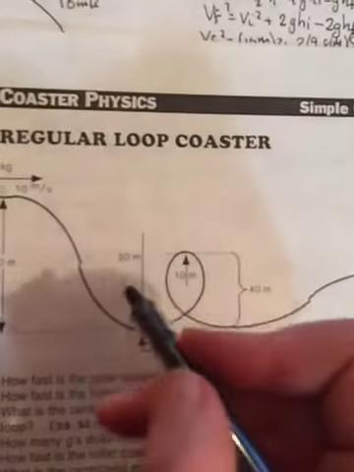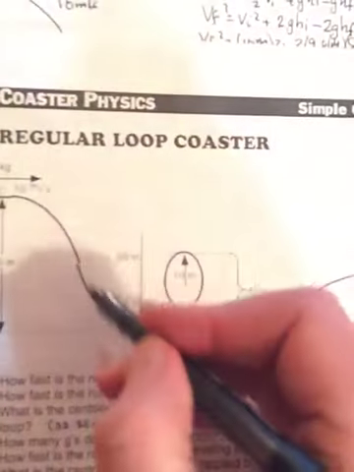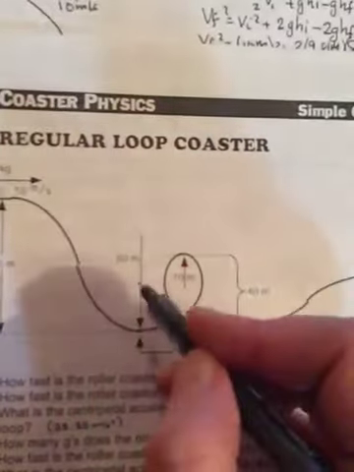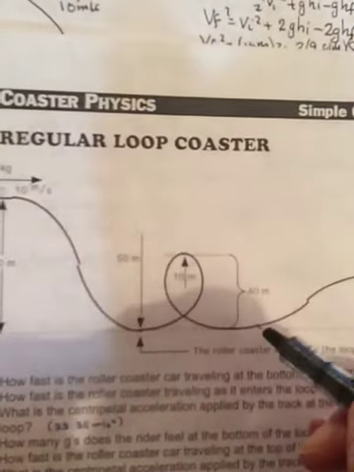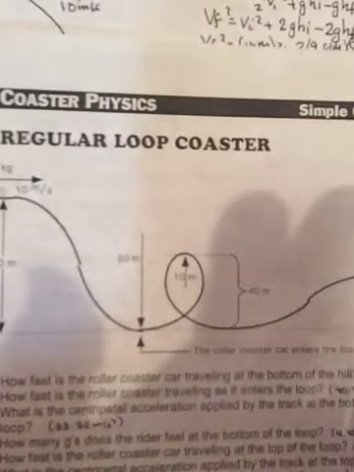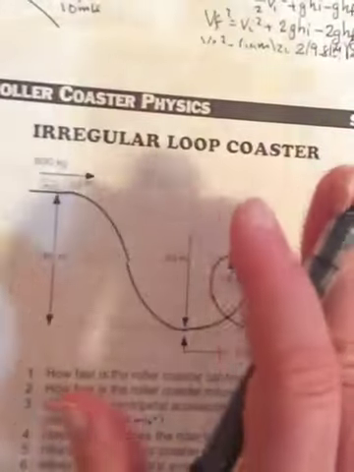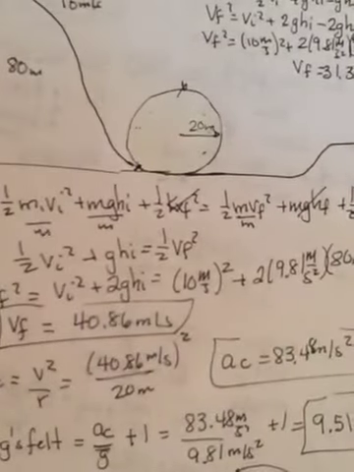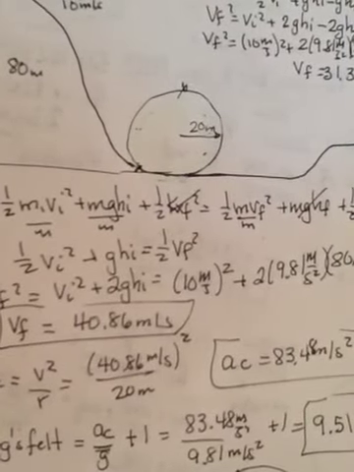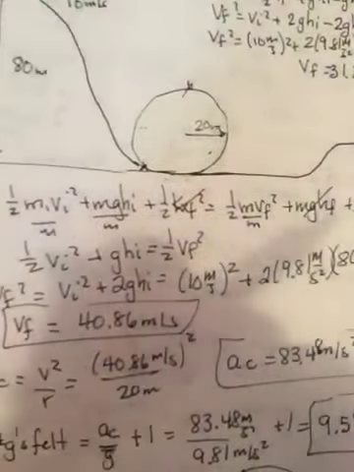And so in the irregular loop, there's 2 circles. This one has a radius of 50 meters, and this one at the top has a radius of 10 meters. Okay, and everything else is the same. So I'd like you to do this one tonight, and I'd like you to do the other 2 questions on the amusement park physics sheet and some multiple choice.